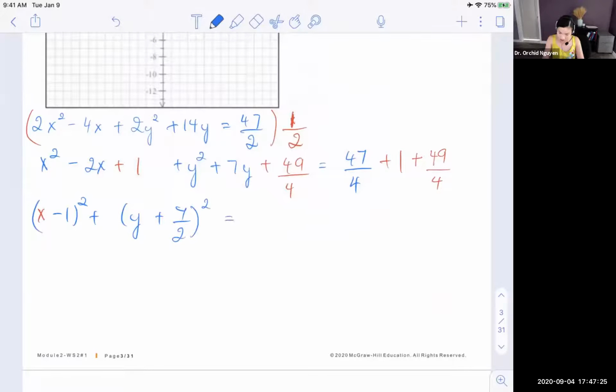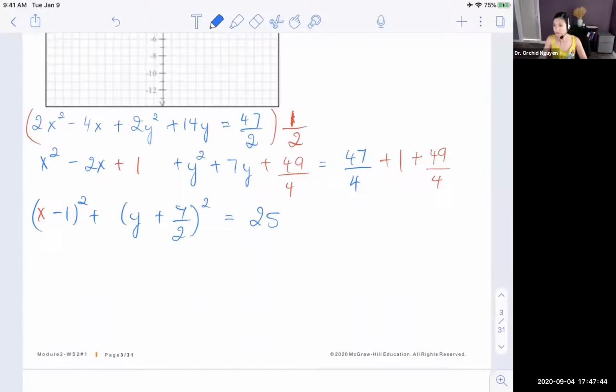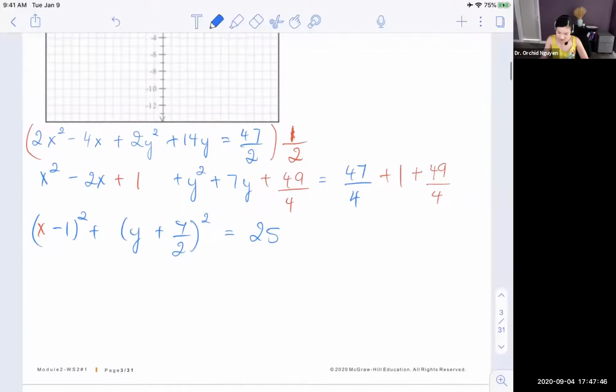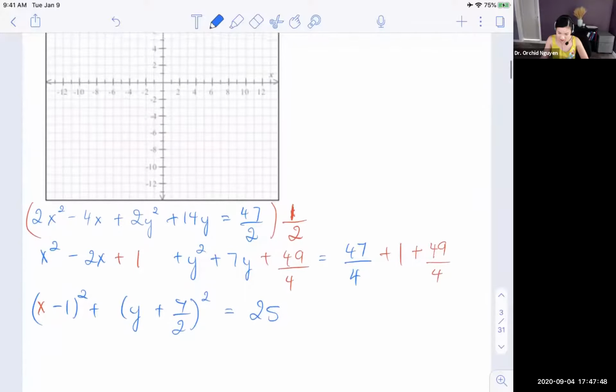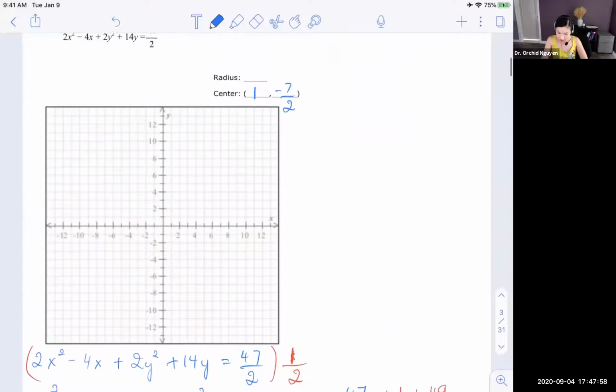And over here, what do we have? We have 25. So if you simplify everything, you should get the answer. So now we have 1 and negative 7/2 for the center, and then the radius is 5.